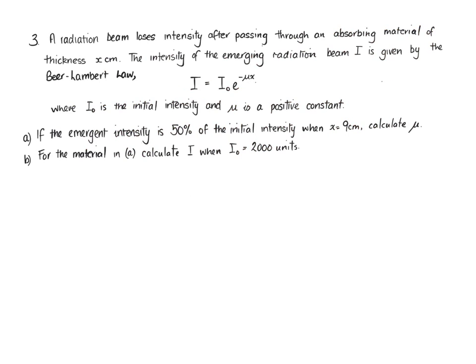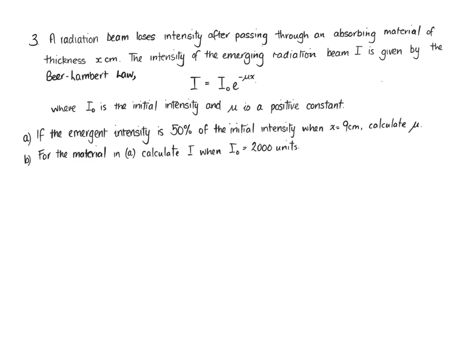Okay, so for question 3, we've got a bit more complex a question. It's not more difficult, it's just been given in words. A radiation beam loses intensity after passing through an absorbing material of thickness x centimeters. The intensity of the emerging radiation beam I is given by the Beer-Lambert law, where I naught is the initial intensity and mu is a positive constant. If the emergent intensity is 50% of the initial intensity when x equals 9 centimeters, calculate mu.